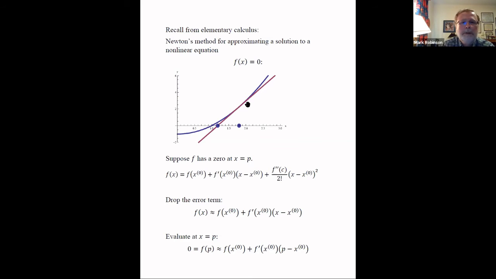You can imagine the blue curve right here representing the graph of the nonlinear function, and you're trying to find a 0 of that function. So you can see that corresponds geometrically to the x-intercept of the graph of that blue curve. And so Newton's method is a linearization method. So what we do is we take the nonlinear function and approximate it by a linear approximation, specifically by the tangent line to the curve at a given point.